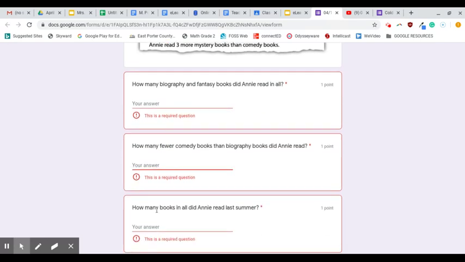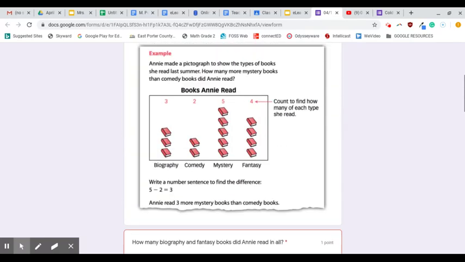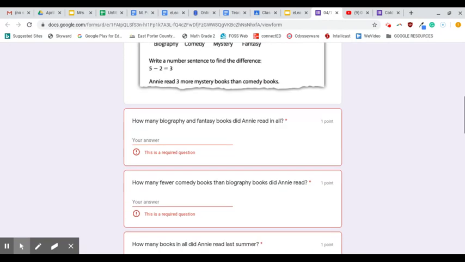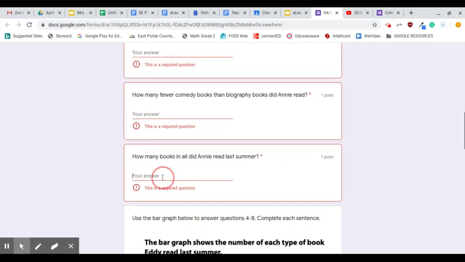Number 3, how many books in all did Annie read last summer? These words right here, in all, tell me that I'm going to add every single one of those books together. So I need to add 3 plus 2 plus 5 plus 4. When you have the total for all 4 of those numbers put together, you can put that on answer number 3.